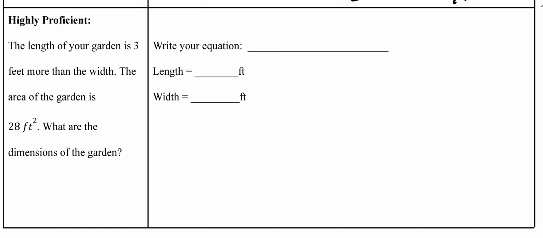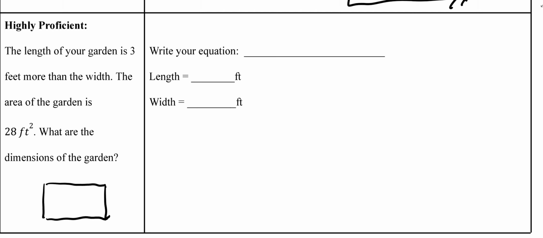So it says the length of your garden is 3 feet more than the width. The area of the garden is 28 square feet. What are the dimensions of the garden? So our garden's a rectangle. And we're going to just draw out what that rectangle looks like. It doesn't have to be perfect, so don't worry about it being perfect. It's fine. Just a quick diagram so you can put your thoughts on it.